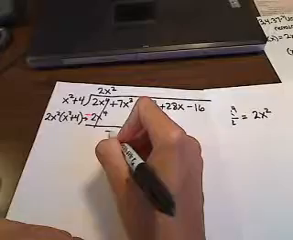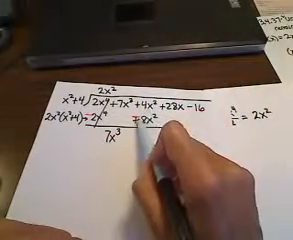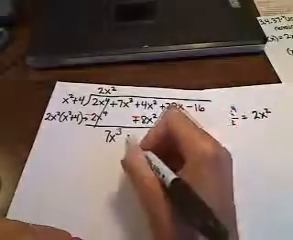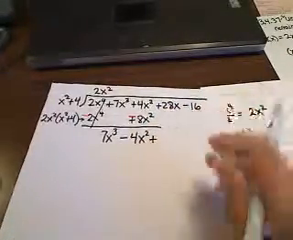The 7x cubed, I'm going to bring that down. And then this is a positive 4x squared and minus 8x squared. So this is a minus 4x squared. And I'm going to bring the rest of the problem along.